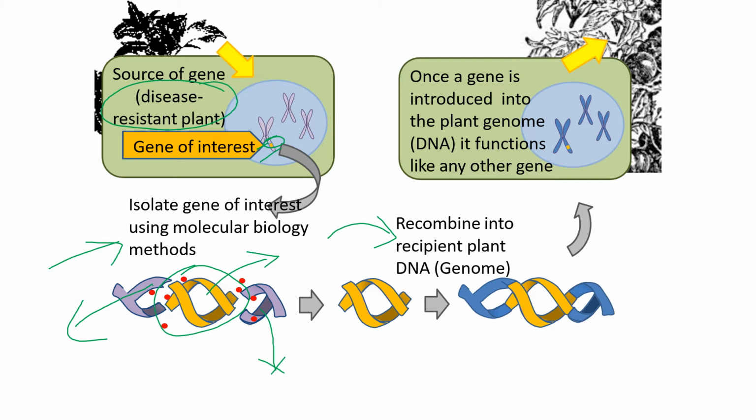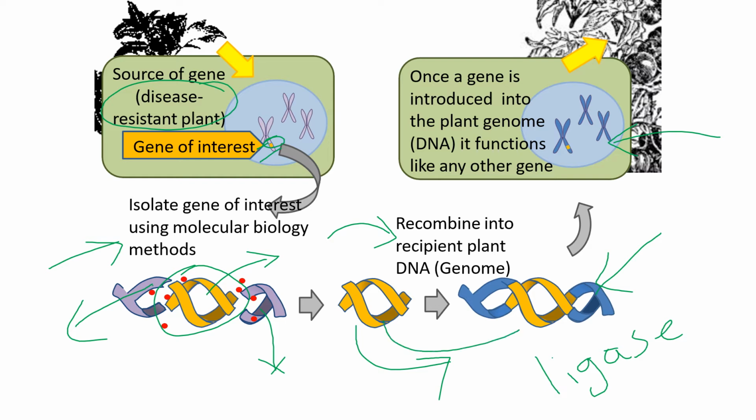So the plant in which you wanted to insert this gene, the cut gene and the recipient gene were mixed together, and then the ligase enzyme will come and help this DNA to join with the recipient DNA. So that's the core technology. Here for cutting we use restriction enzymes, for joining we use the ligase enzyme.